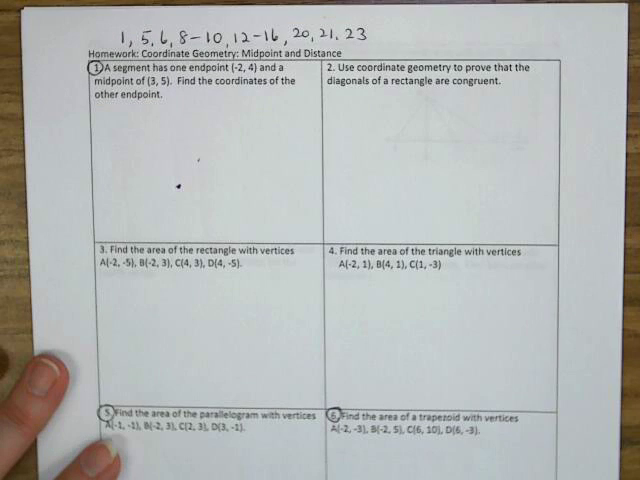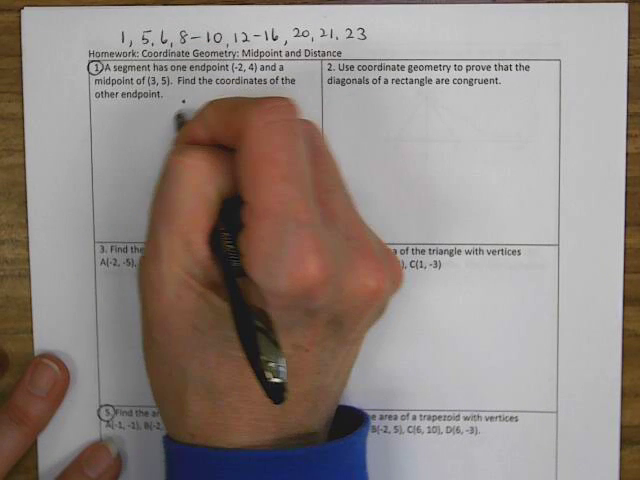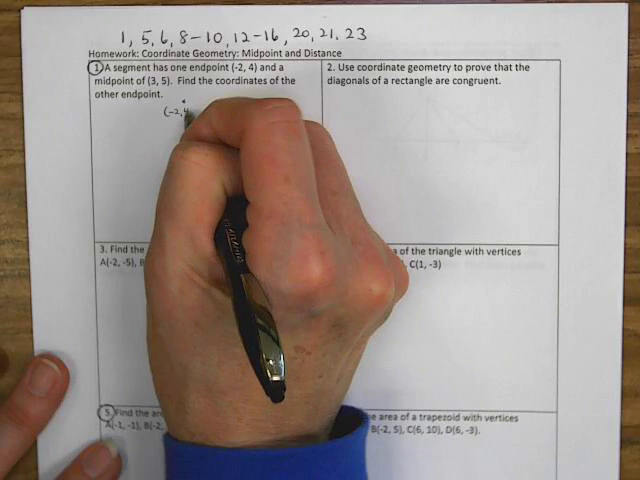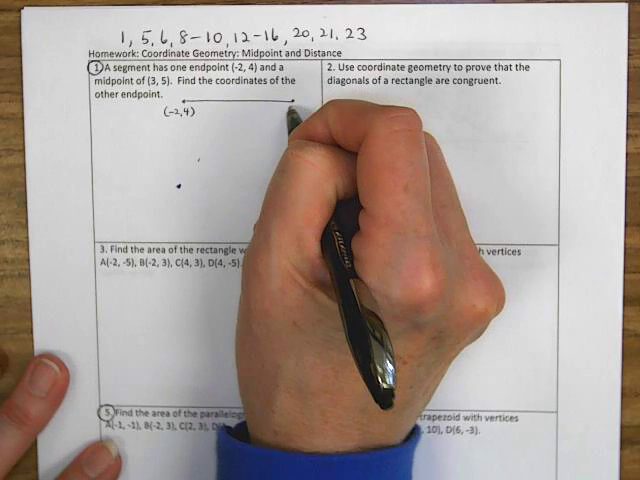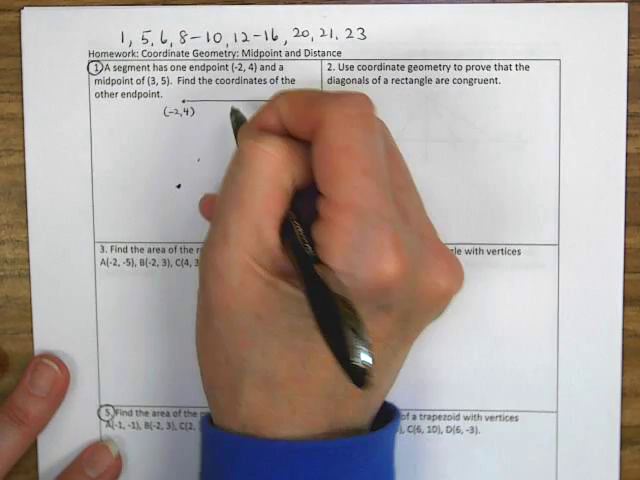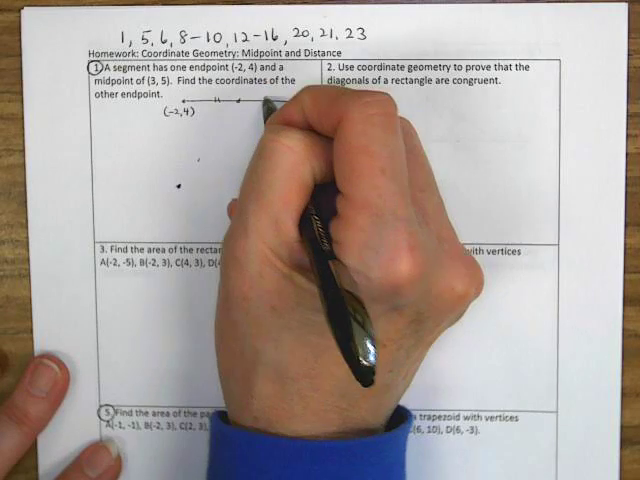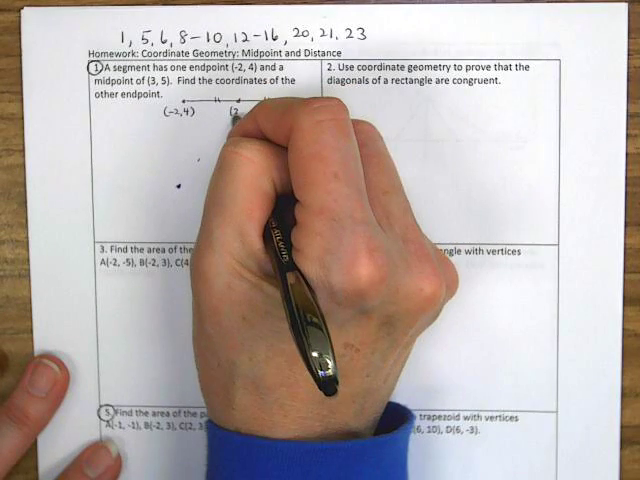A segment has one endpoint of -2, 4 and a midpoint of 3, 5. Find the coordinates of the other endpoint. So let's make a little sketch here. One endpoint of the segment is -2, 4. We're missing the other endpoint of the segment, but I know the midpoint of the segment is 3, 5.